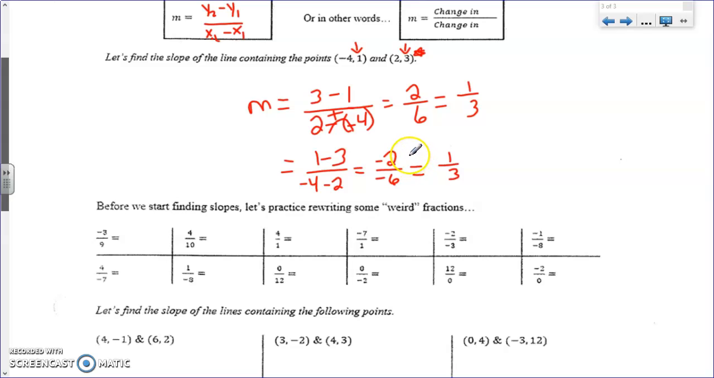Huh? I just chose it. That's what I'm trying to tell you. It does not matter which one.